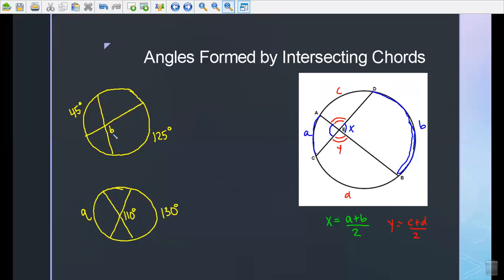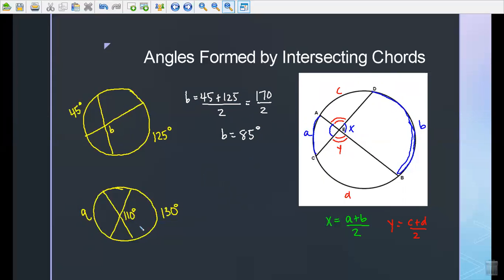All right, so for our examples, over here I'm looking for B, and B is that angle formed by intersecting chords. So it's going to be the average of my arcs. So B is going to equal 45 plus 125 divided by 2. Well, 45 and 125 gives us 170, and we divide that by 2, and we get 85. So B is 85 degrees.